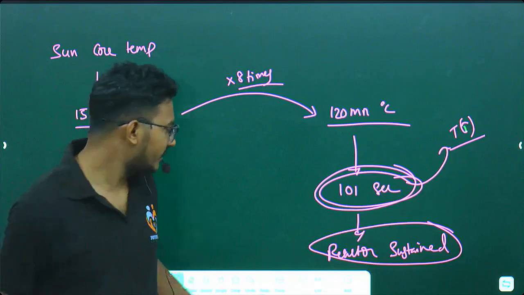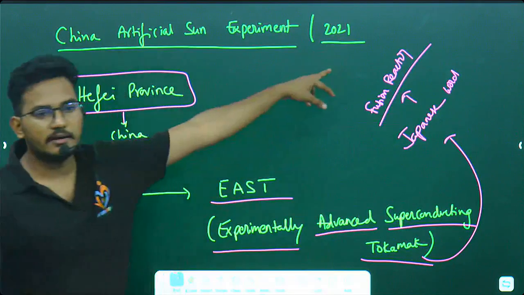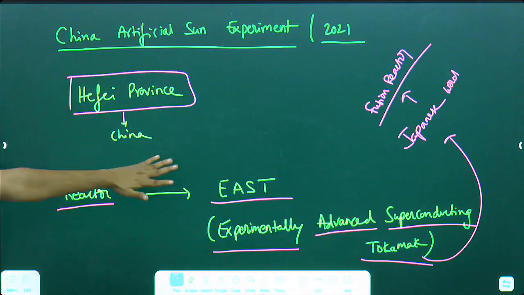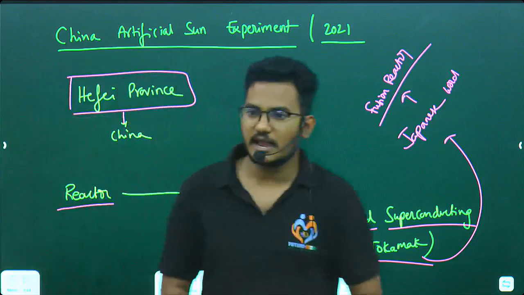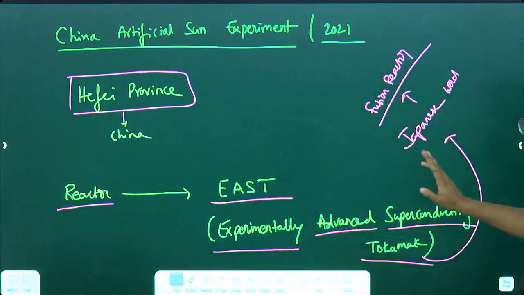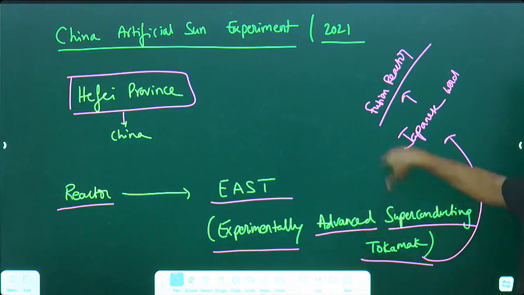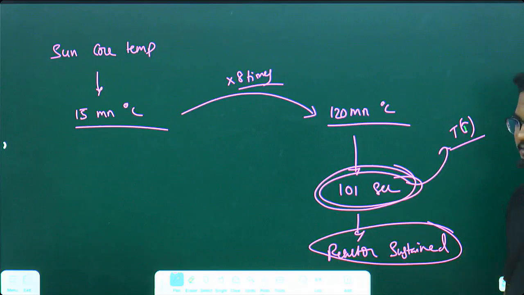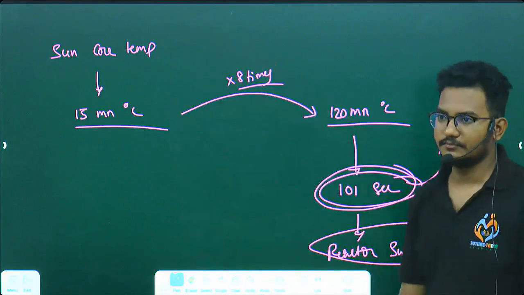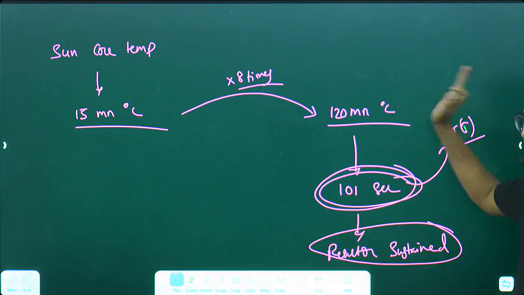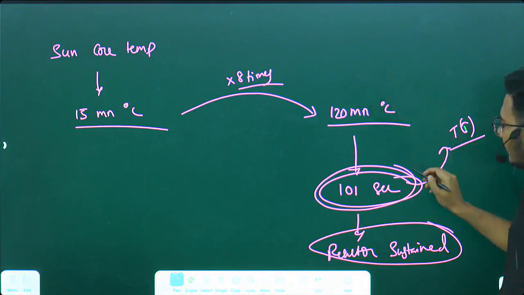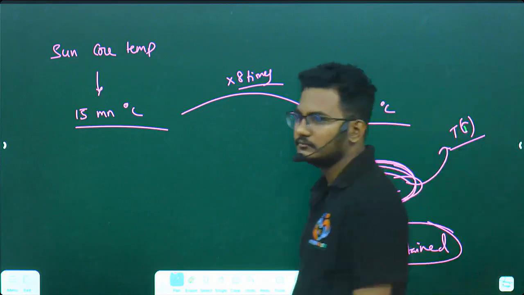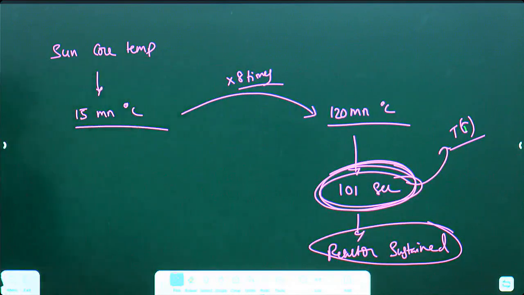When did it happen? It is a part of the 2006 agreement, and it happened in 2021, in Hefei province, China. The reactor which they used is the EAST reactor, Experimentally Advanced Superconducting Tokamak. Tokamak means fusion reactor. It's a Japanese word. They created a temperature 8 times the sun's core temperature, which means 120 million degrees Celsius. They introduced this temperature in the furnace for 101 seconds, and thankfully the furnace sustained. So this is the artificial sun project.